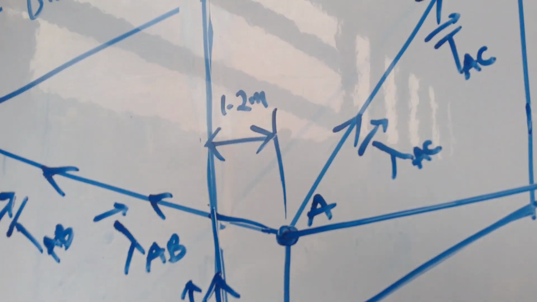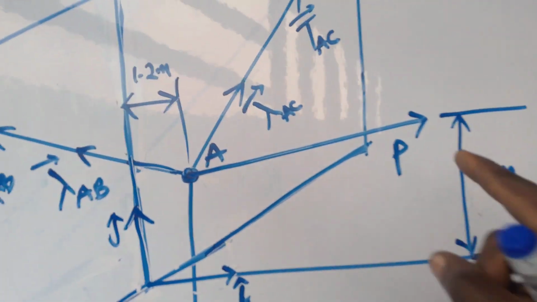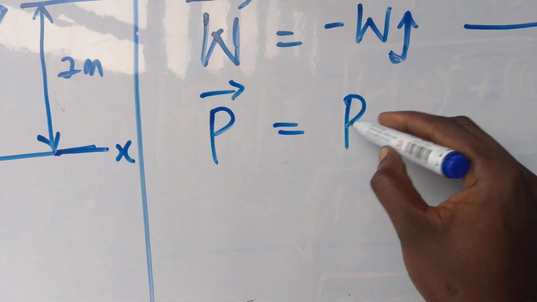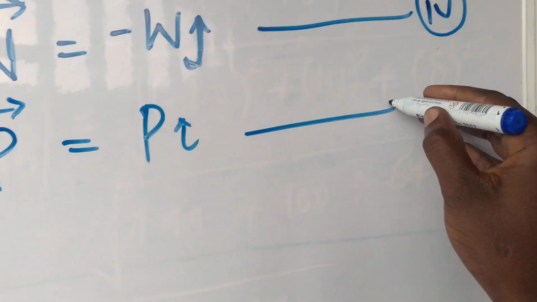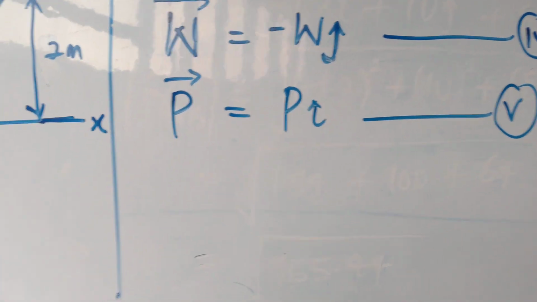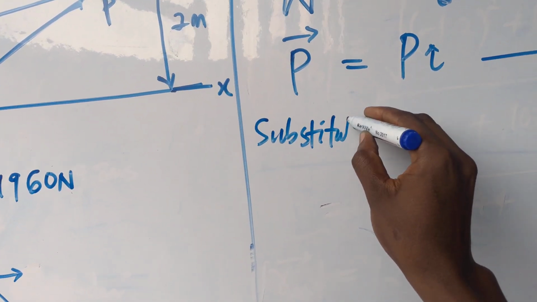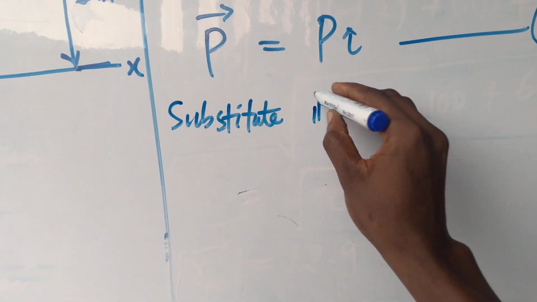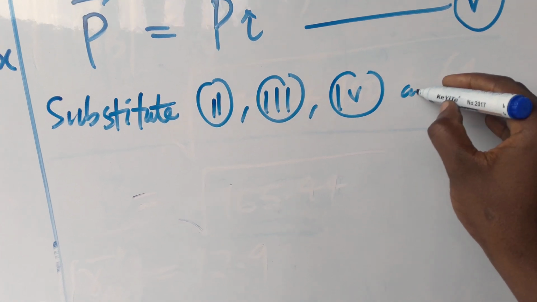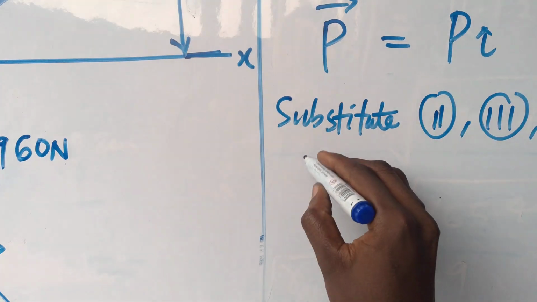Then we'll take that of the force P. Force P is going directly on the x-axis, so it's going this way. I say vector force P will be equal to PI. I can call this equation 5. The next thing I'll do now is to input the values. I say substitute equations 2, 3, 4, and 5 into equation 1.